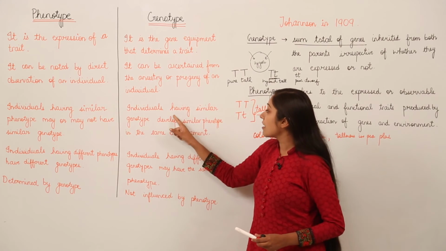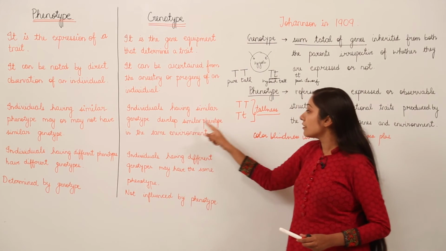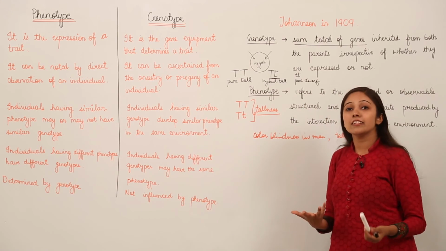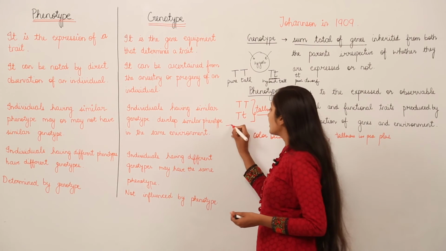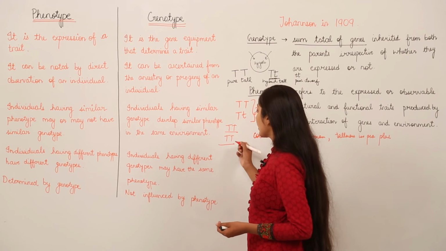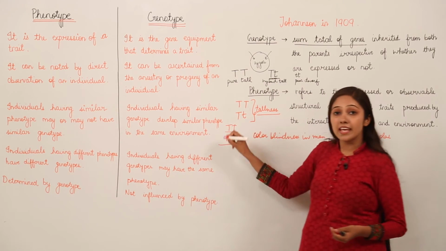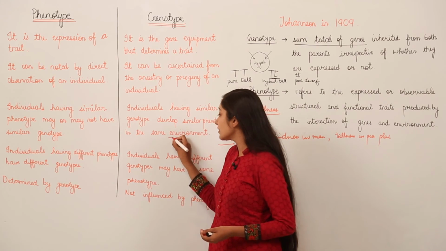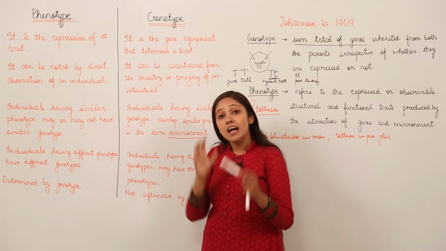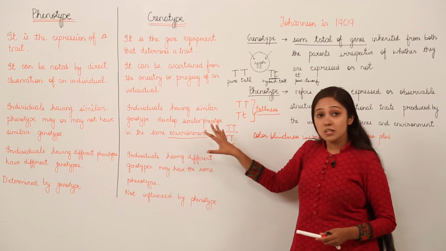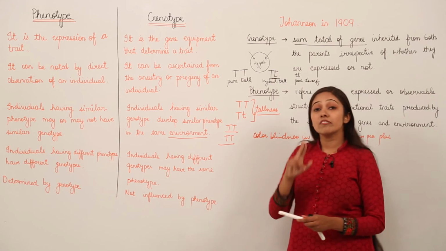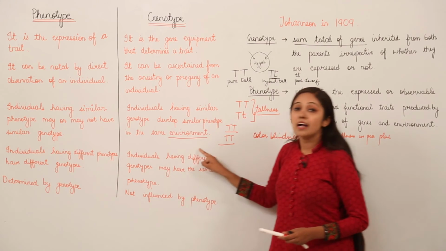Next, individuals having similar genotype develop similar phenotype in the same environment. If the genotype is the same, definitely the phenotype is going to be the same. If we have this genotype, or this genotype in another case, the phenotype is going to be the same in the same environment. Why have they mentioned the word environment? Because phenotype does depend on environmental conditions also. Genotype does not depend, but the phenotype does. So if individuals have similar genotype, they are going to develop similar phenotype in the same environmental conditions.